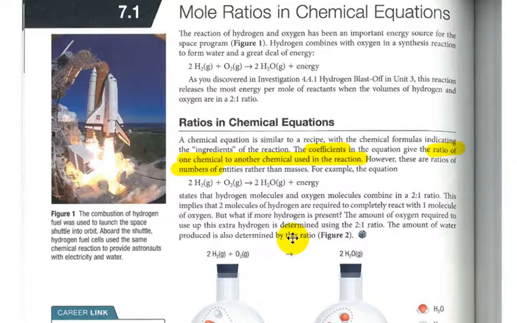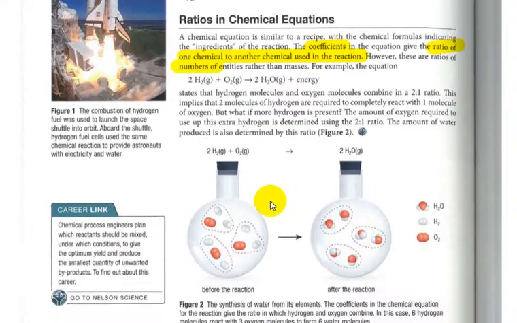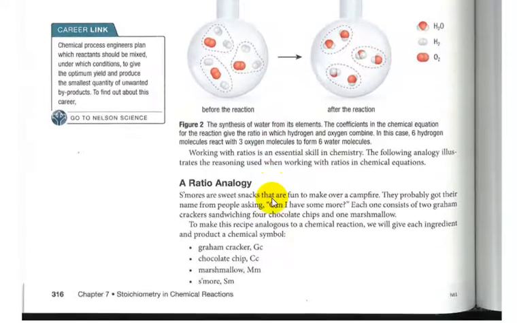I get 2 moles of water being produced. So 2 moles with 1 mole makes 2 moles. Or if you look here, 2 molecules for every 1 molecule makes 2 molecules of water. Okay, and there's a little visual there.